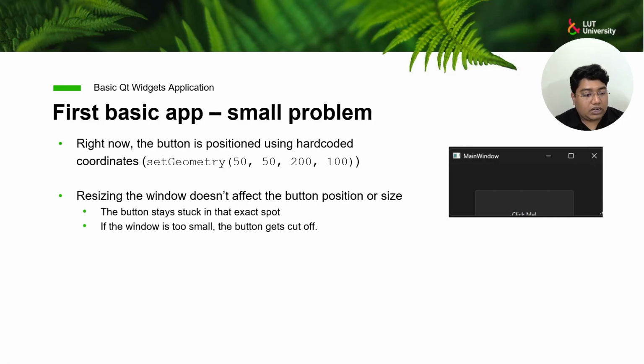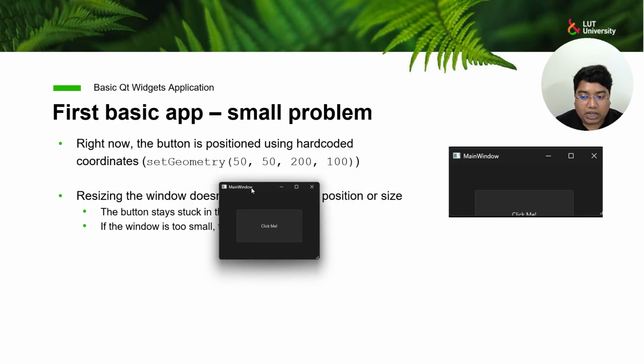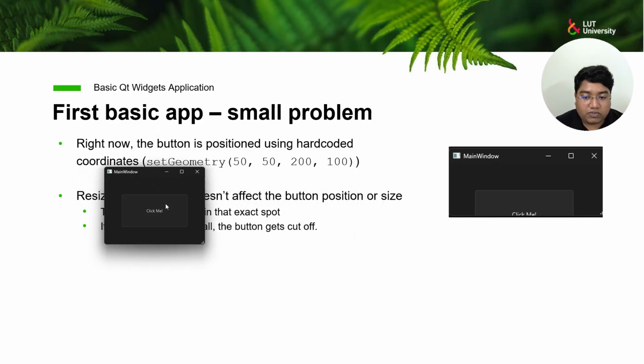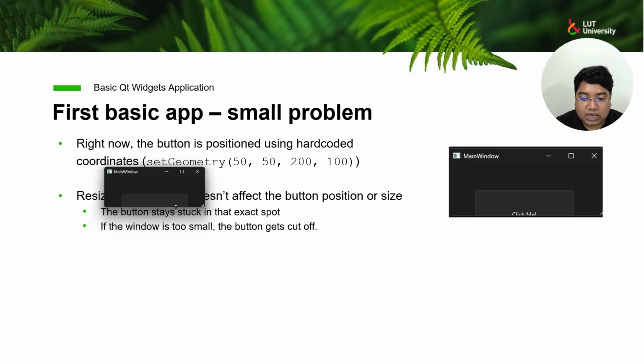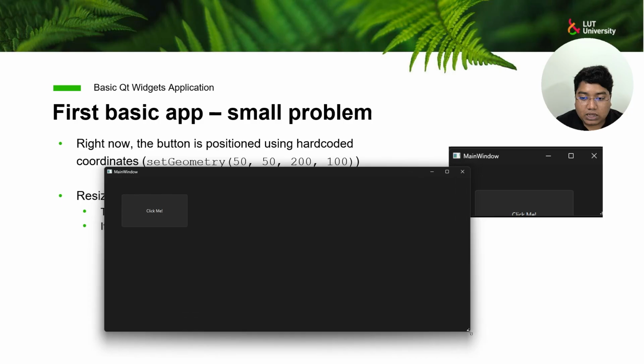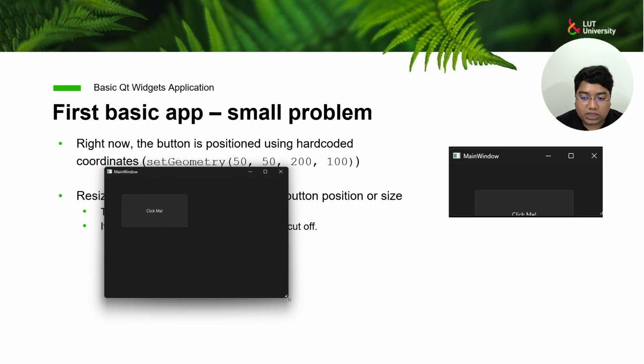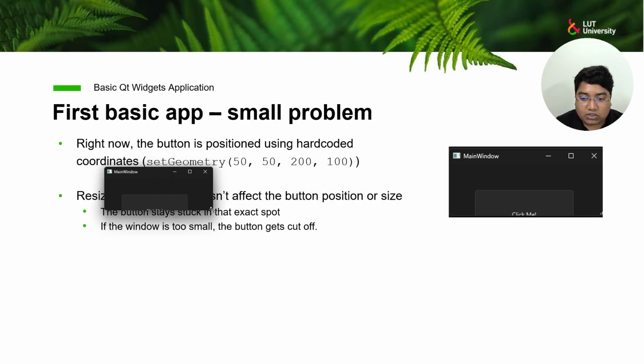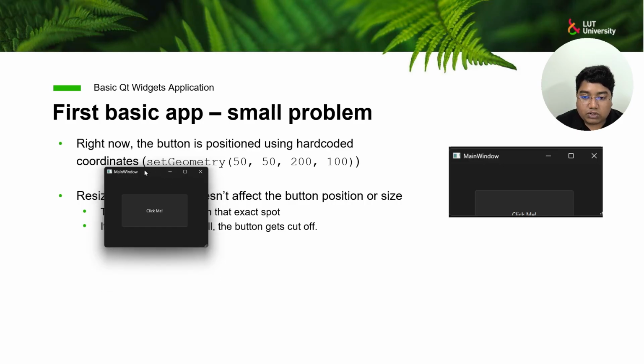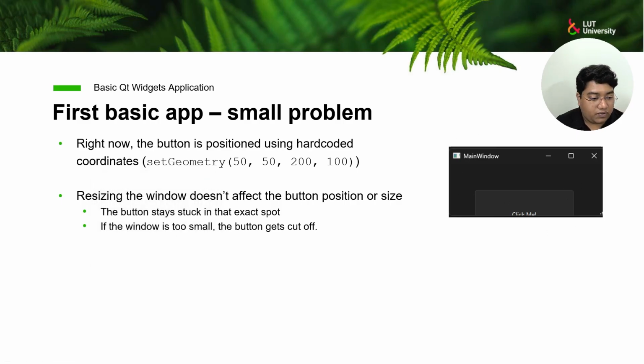Now, let's return to the application we built earlier. Here's our application. It works perfectly. The button appears, the message box appears, we click and everything works. But when we resize the window, the button doesn't move with the window and it even cuts off. So that's the same screenshot taken here. You can see that the button got cut off.